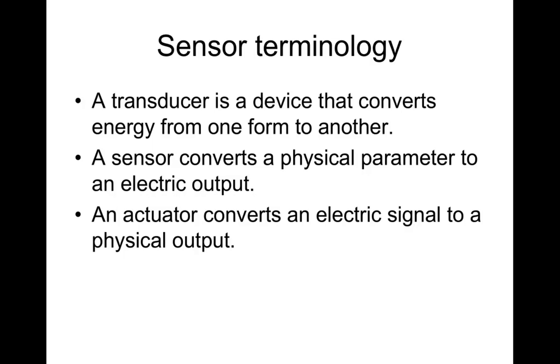So, a couple of terms. A transducer is basically a device that converts energy from one form to another. For example, if you're measuring sound and converting it to an electrical signal, that would be a transducer. A sensor converts a physical parameter to an electrical output, and an actuator converts an electrical signal to a physical output.